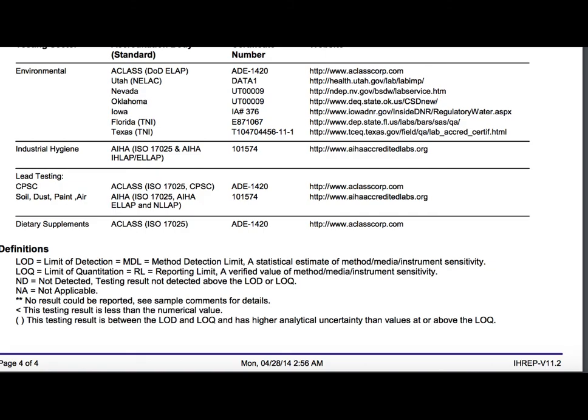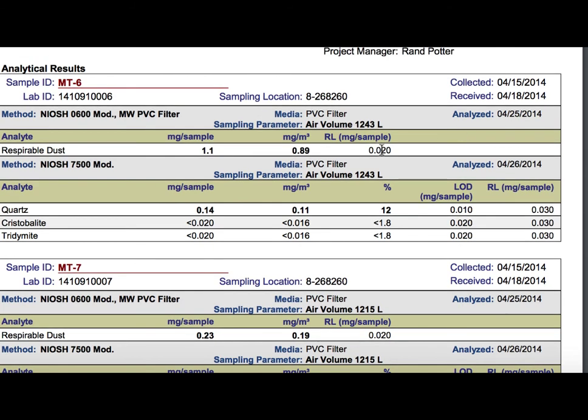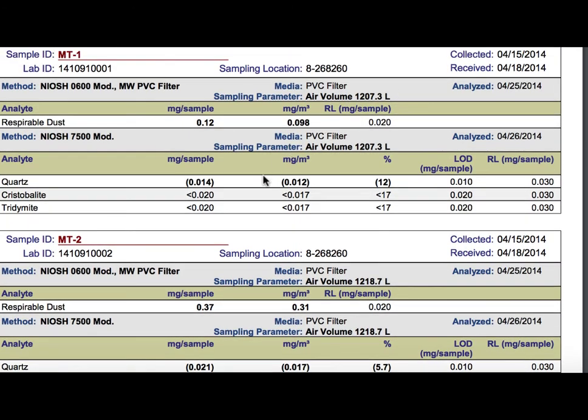And you also can see the reporting limit, which is listed as your RL. So we wouldn't report any samples that are below 0.02 here, our reporting limit. Oops, sorry, that was up here. There we go. This is the one we were looking at. So our samples here are unreliable because they're between the limit of detection and the limit of quantification. And you can see that they are between our reporting limit and our limit of detection.